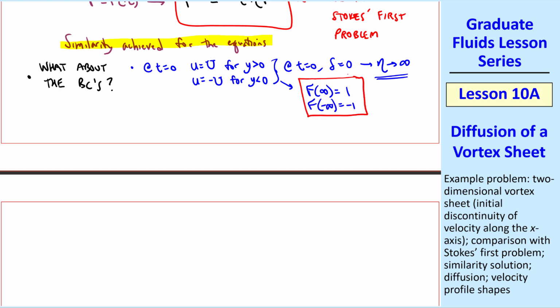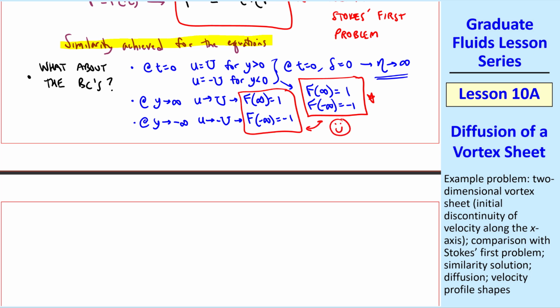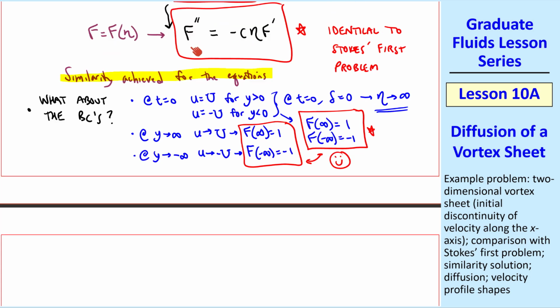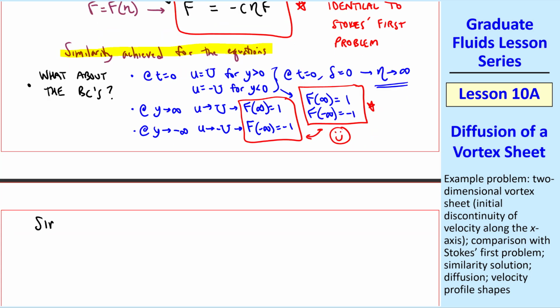Well, these are the 2 boundary conditions that we need, but what about our other 2 original boundary conditions in physical variables? Namely, at y going to infinity, u goes to capital U, which gives us f of infinity equal 1, and at y approaching negative infinity, u approaches negative capital U, which gives us f of negative infinity is minus 1. These are the same, and we've reduced our 3 boundary conditions in physical variables to only 2 boundary conditions in similarity variables, which is appropriate for our second-order ODE. Thus, we can finally say similarity has been achieved.